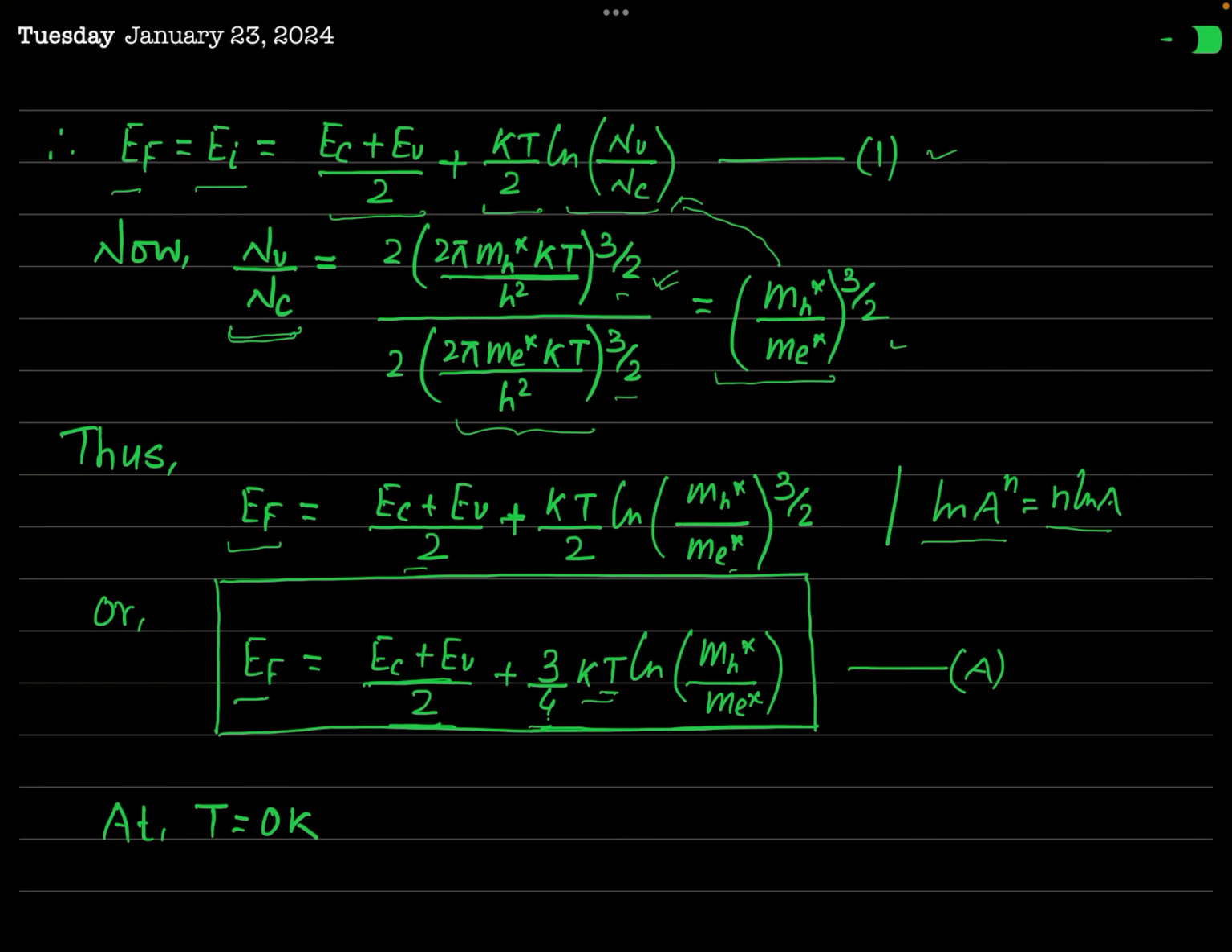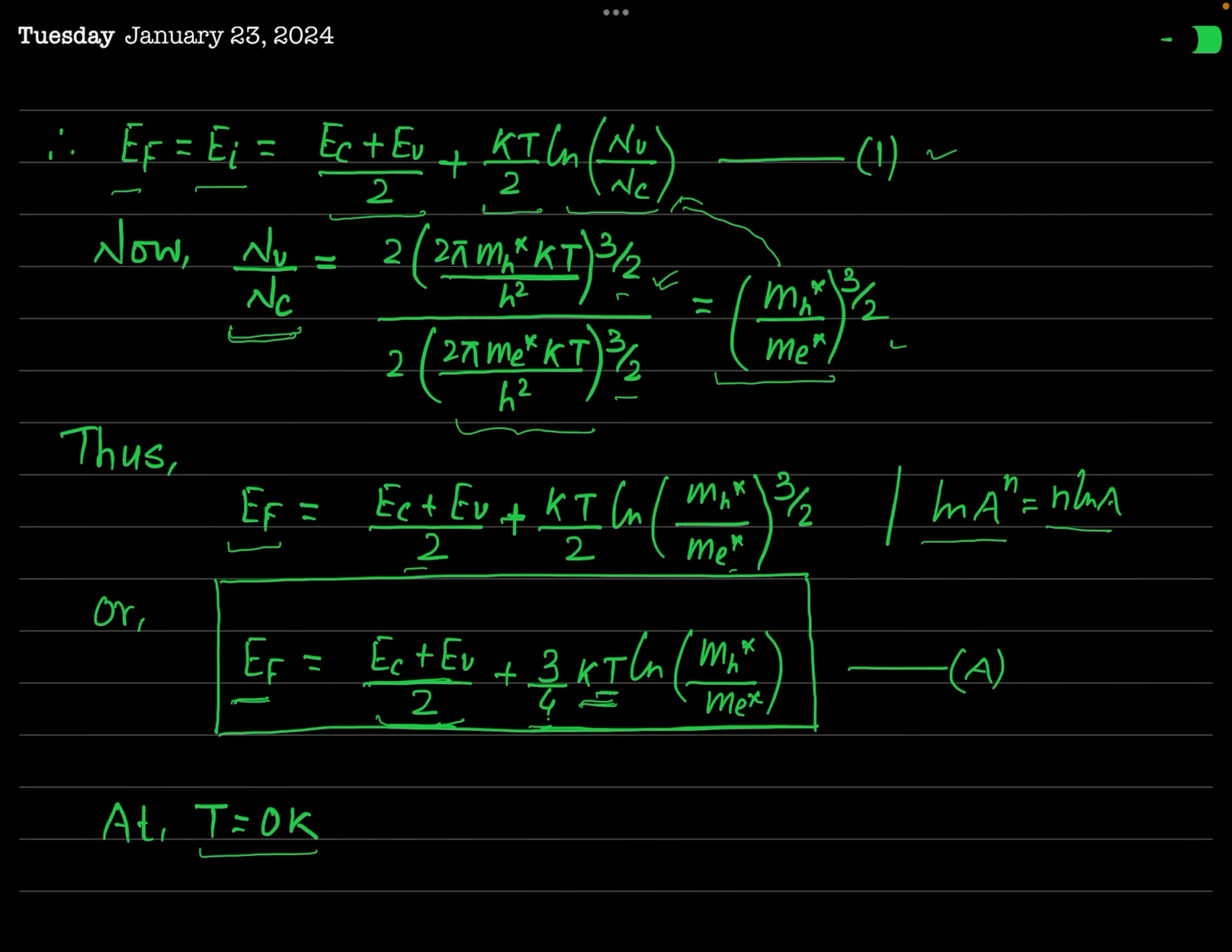Apart from that, it also depends on the effective mass of electrons and holes in this semiconductor. If you take the temperature at 0 Kelvin, that is at absolute 0, then this second term will vanish. When you take T equal to 0, this second term becomes 0, and in that condition, EF will be simply equal to the first term, that is (EC + EV)/2.